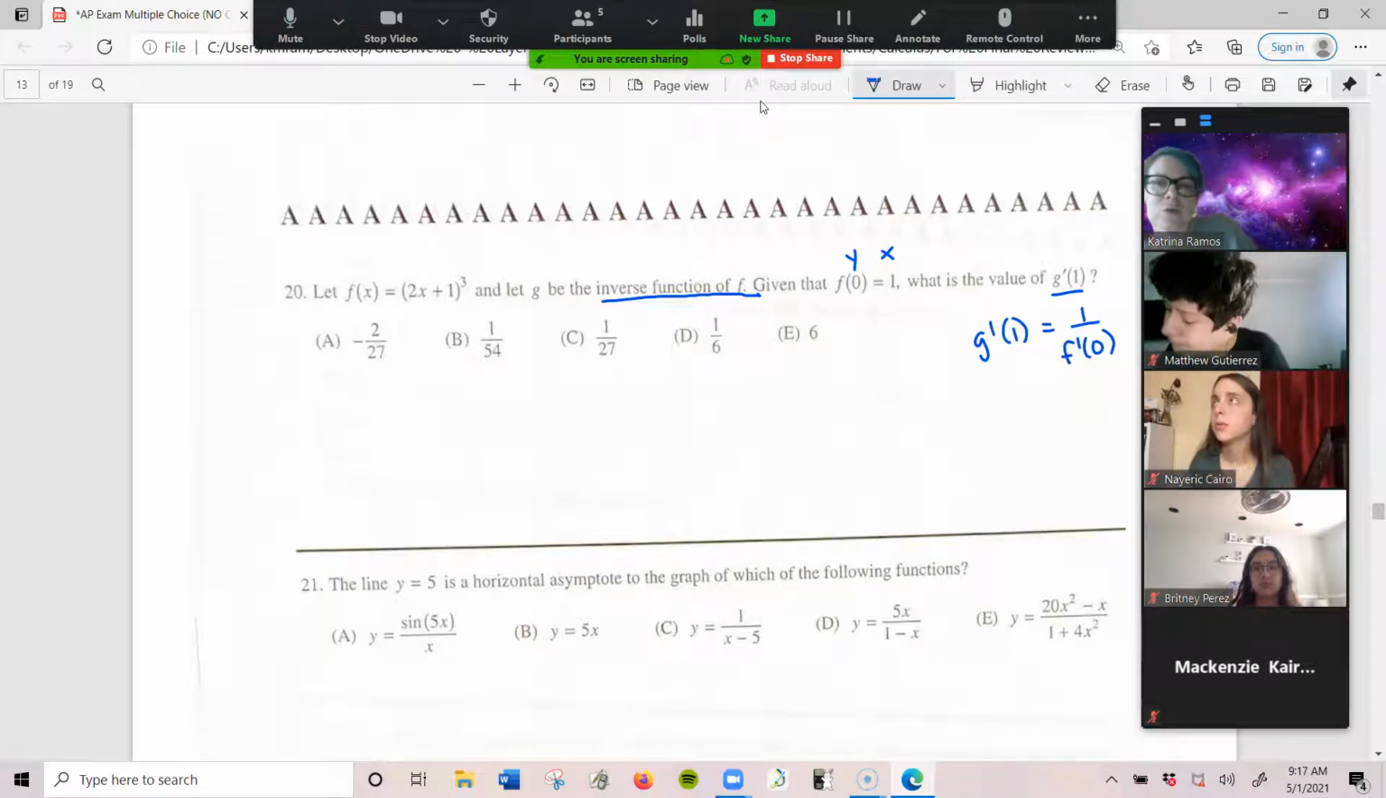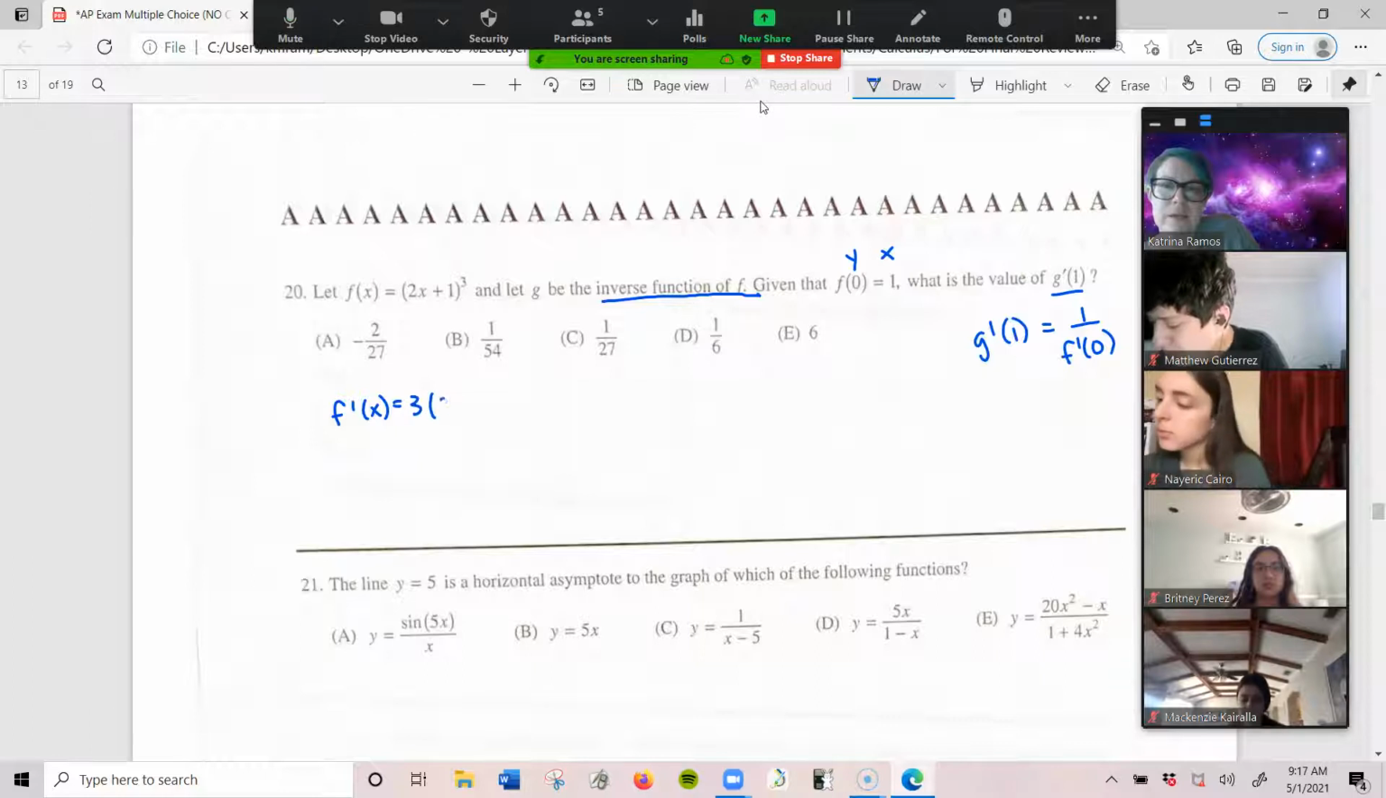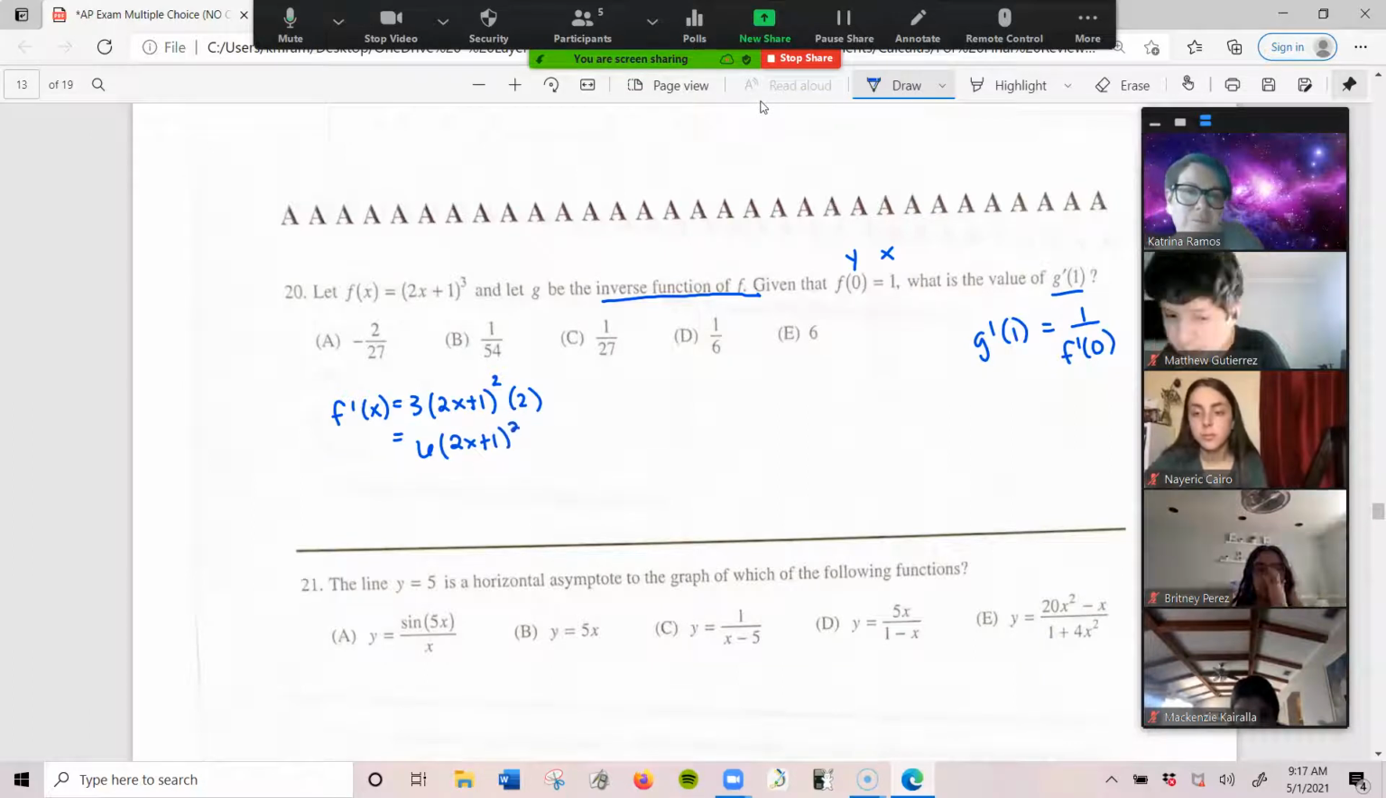Okay. So we have to take the derivative of f. So f prime of x is going to equal 3 times (2x plus 1) squared, right? Because this is the chain rule, times the derivative of the inside, which is 2, which is equal to 6 times (2x plus 1) squared.